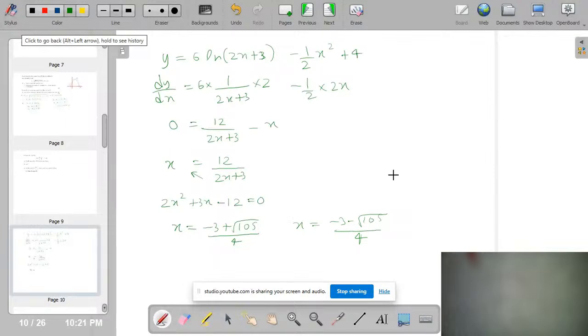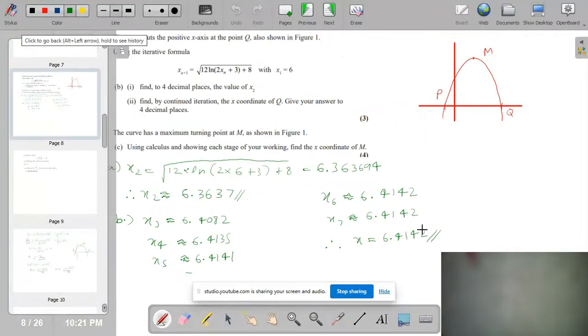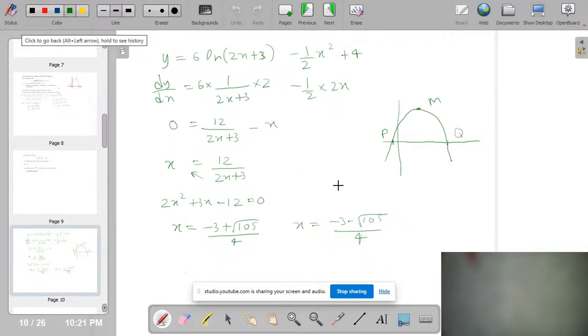So if you do remember, the diagram was something like this, right? Here we have M, here we have Q, here we have P. So you do remember that the Q coordinate that we found earlier was what? 6.4142, which is the Q coordinate. Now we found the M coordinate.